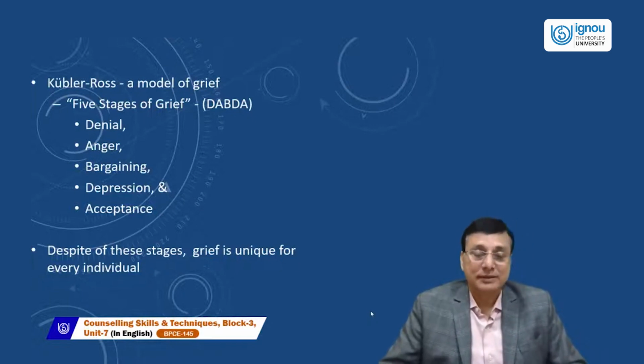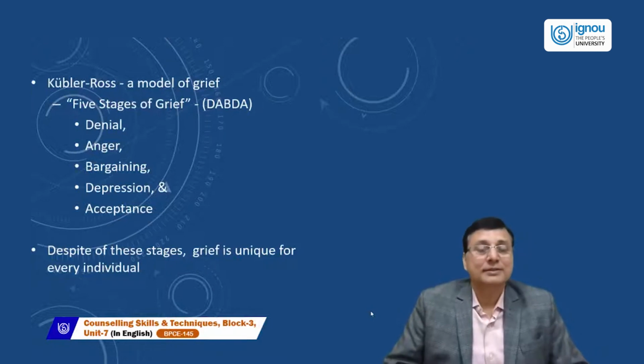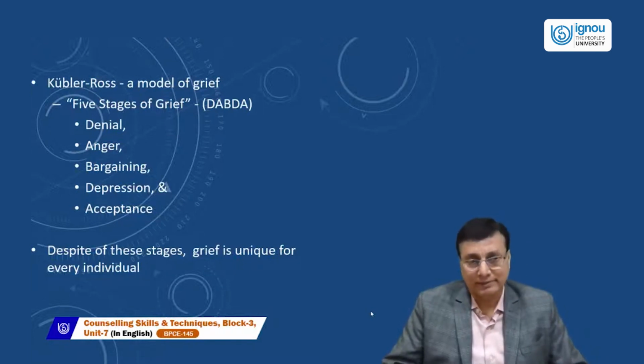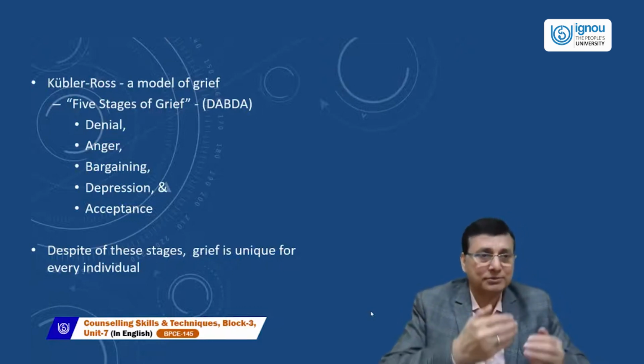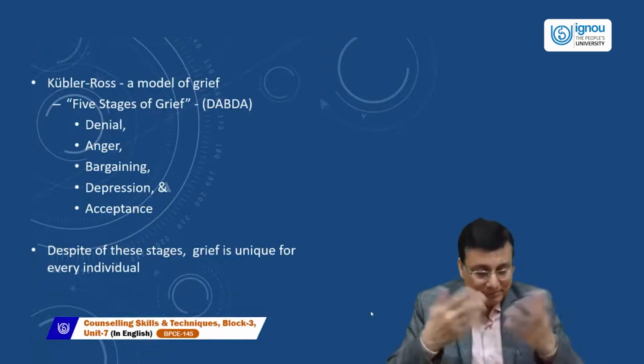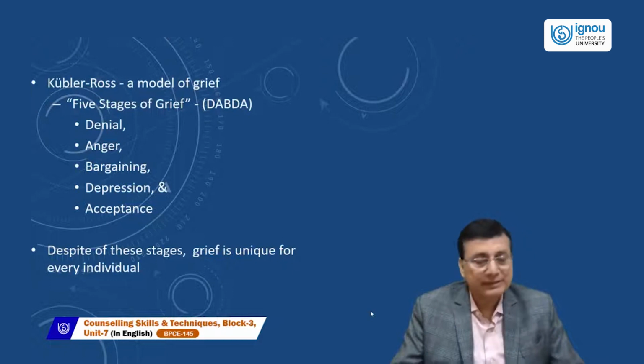But then the person may develop depression because the symptoms are increasing, the illness is increasing, and at last, most of the patients accept that yes, they have an illness and they are going to die. Despite these stages, grief is unique for every individual. It's not that every individual has to go through these stages. Sometimes the person may start with anger, sometimes with depression. But definitely acceptance comes last, and not all patients or family members accept.